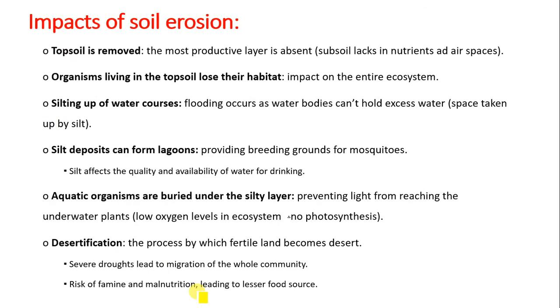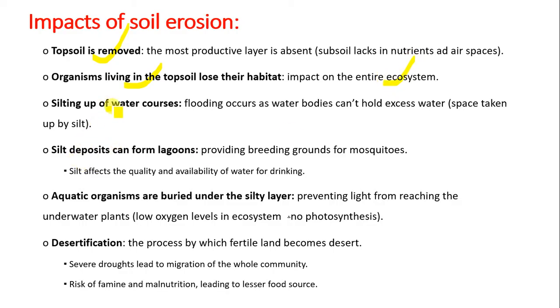Now, impact of soil erosion. What is the impact of soil erosion? One, the topsoil is removed. That's an impact. Where the most productive layer is absent, the subsoil lacks nutrients and air spaces. Now, organisms living in the topsoil lose their habitat if the soil has been washed away, which then has an impact on the entire ecosystem.